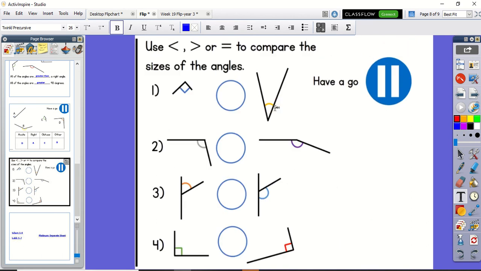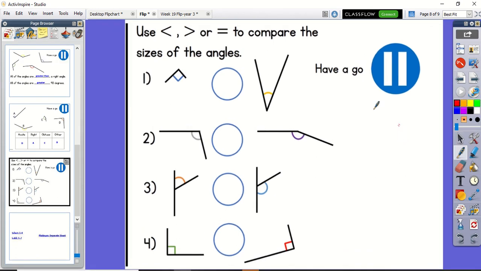Now then, using my crocodile symbols, I need to compare the sizes of this angle. So is a right angle bigger or smaller than or equal to this angle? Okay, have a go and see what you can come up with. And welcome back if you've had a go. So, number one, a right angle is bigger than an acute angle because it's 90 degrees and an acute angle is less than 90.